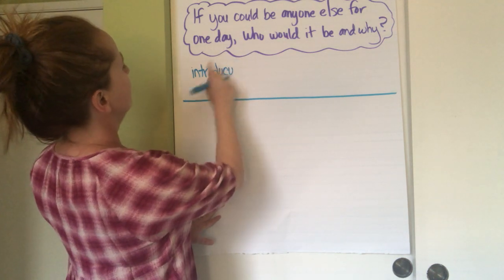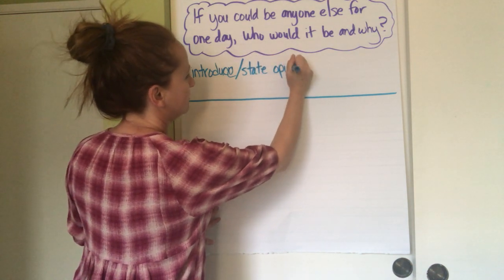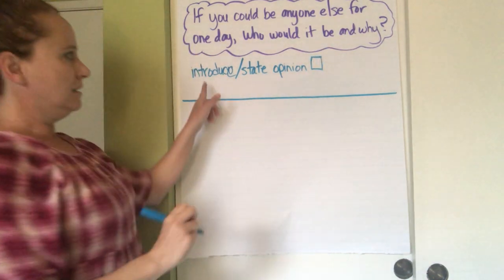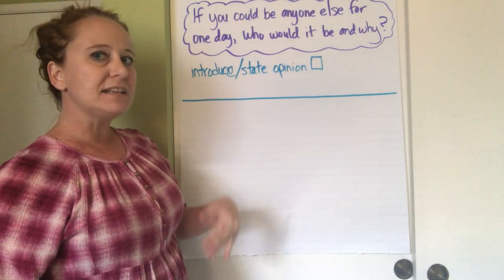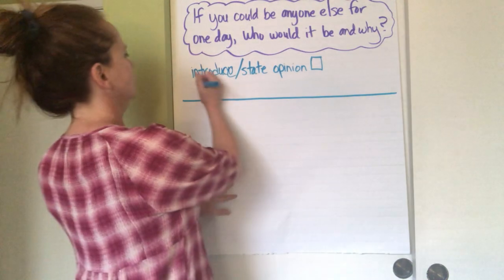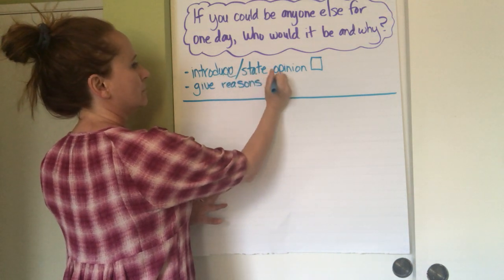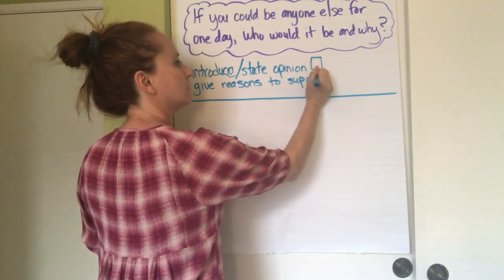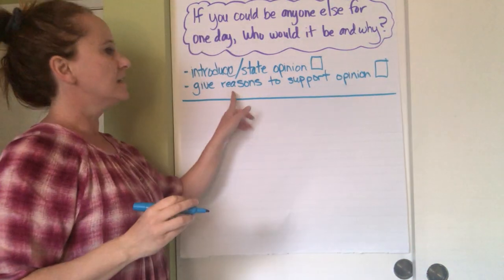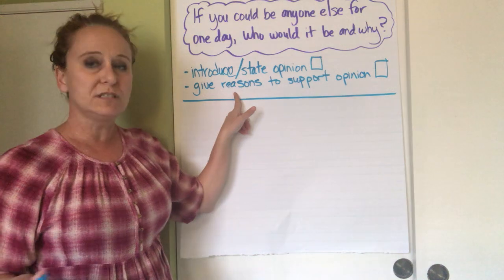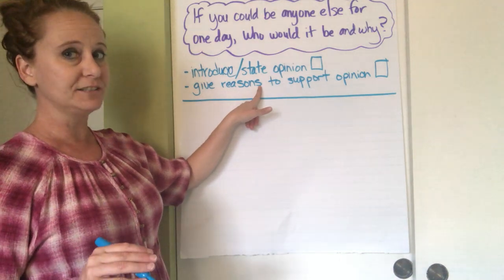Introduce / state opinion. Okay, that's step one. You have to say what it is. Then you have to give reasons that support your opinion. And I always tend to go with 3 reasons. That just seems to be a good number for me. But reasons means at least more than 2. It can't be 1, so we'll go with 3.